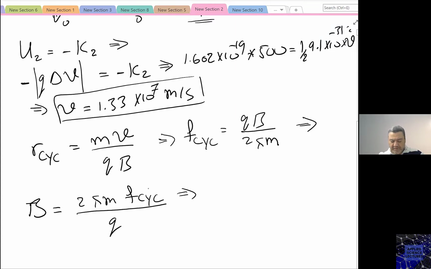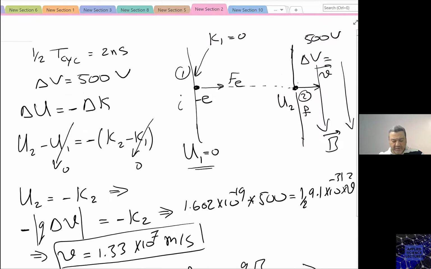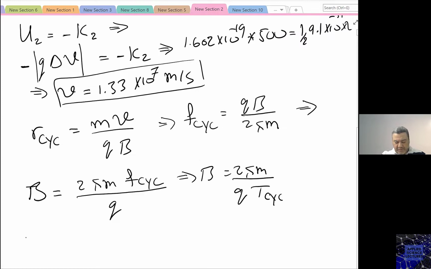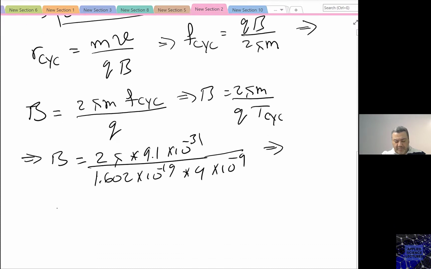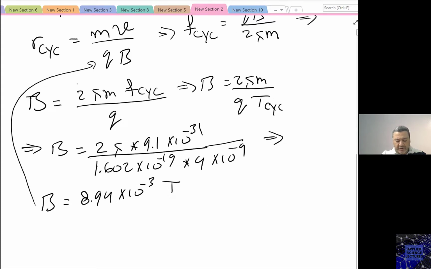Now this one is M over Q T cyclotron, which is 4 nanoseconds. Half of the period is 2, full period is 4, so B is 2 pi times 9.1 times 10 to the power minus 31 divided by 1.602 times 10 to the power minus 19 times 4 nanoseconds, which means the magnetic field is 8.94 times 10 to the power minus 3 Tesla. And now take this one and substitute it here. I get R cyclotron equals 8.47 millimeter.